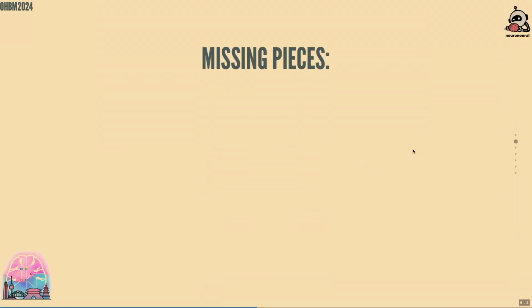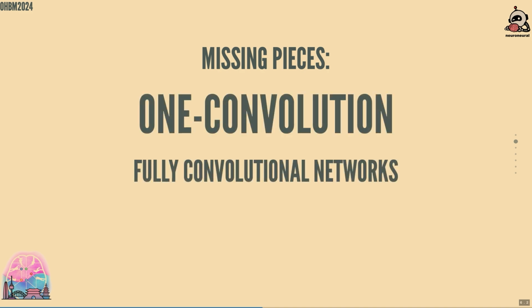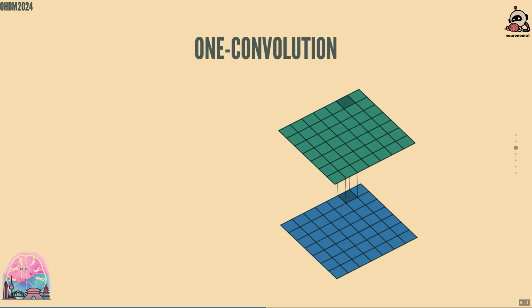So besides what we just learned, we are missing one convolution to build the next model. We're missing understanding what a fully convolutional network is and up-convolution operation. So one convolution is just like that. There is just one number that gets multiplied to a pixel in this image, and you get the result. Seems funny and useless in this animation.